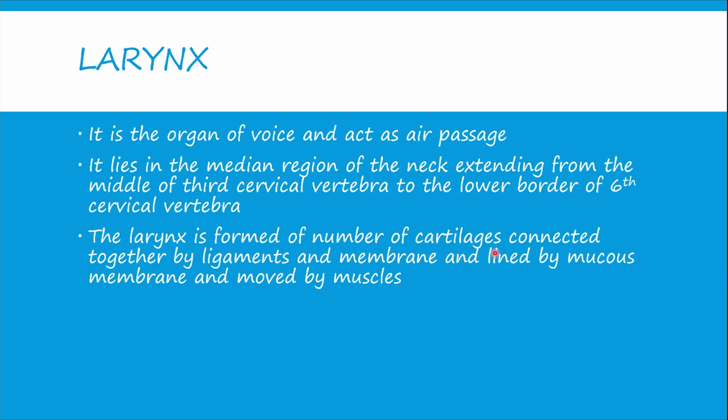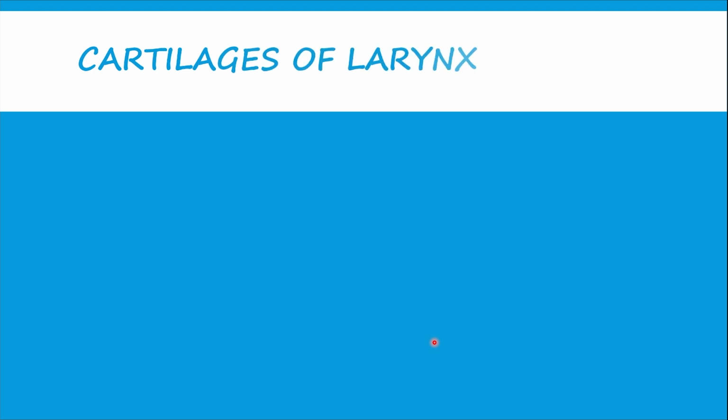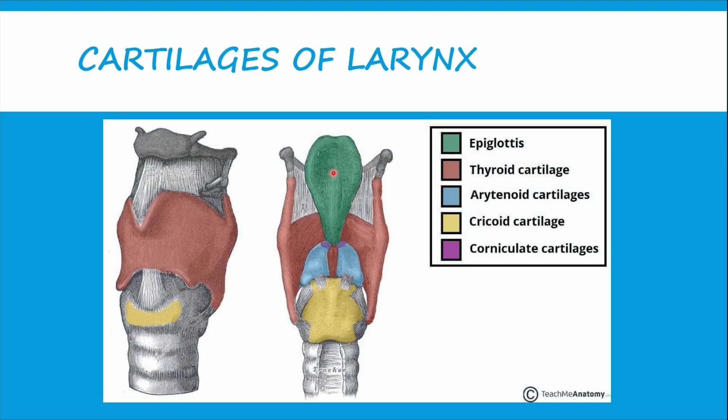It is formed of a number of cartilages connected together by ligaments, membranes, and lined by mucous membrane and moved by muscles. For the cartilages, there is the epiglottis, thyroid cartilage, arytenoid cartilage, cricoid cartilage, and the corniculate cartilage. There is also the cuneiform cartilage, which lies right about there, and on the other side as well.